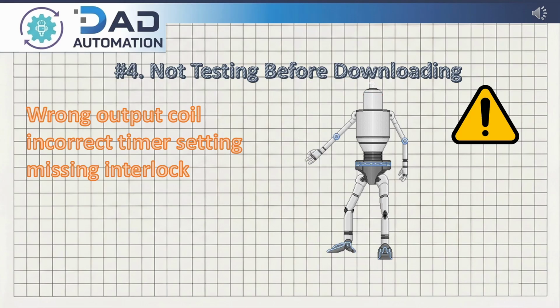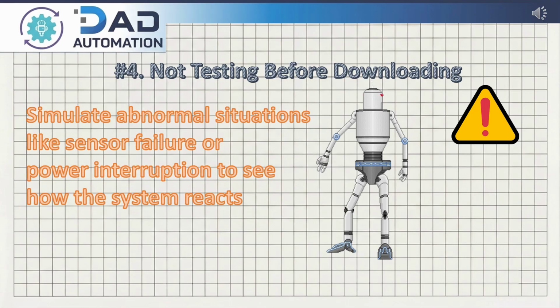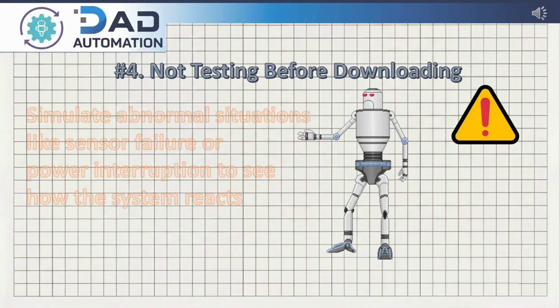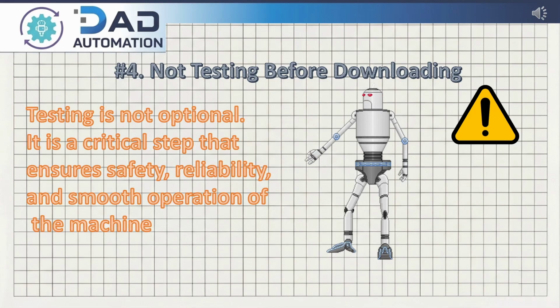Before downloading to the actual machine, always test your program in a simulation environment if available. Software like Studio 5000, TIA Portal, or other PLC platforms provide simulation tools to check logic safely. During testing, you should carefully check all conditions such as start and stop sequences, emergency stop behavior, sensor responses, and fault conditions. Also simulate abnormal situations like sensor failure or power interruption to see how the system reacts. Another good practice is to perform step-by-step dry testing with the machine in a safe state before full operation.